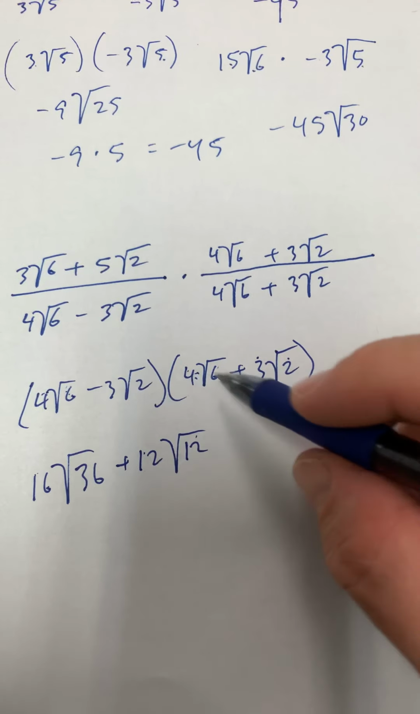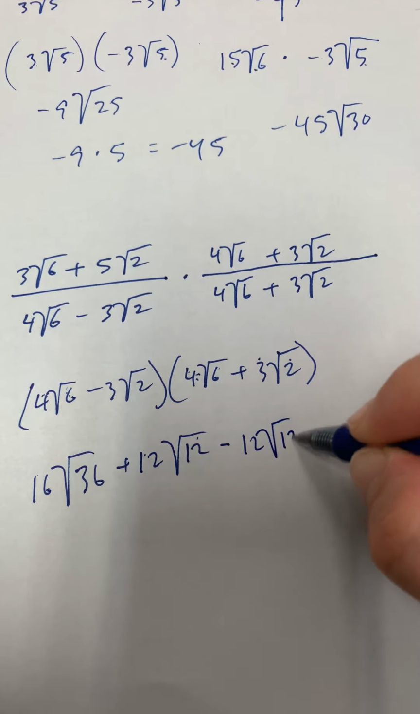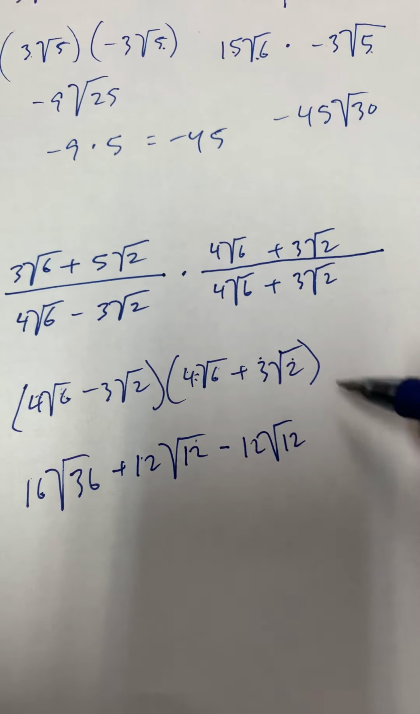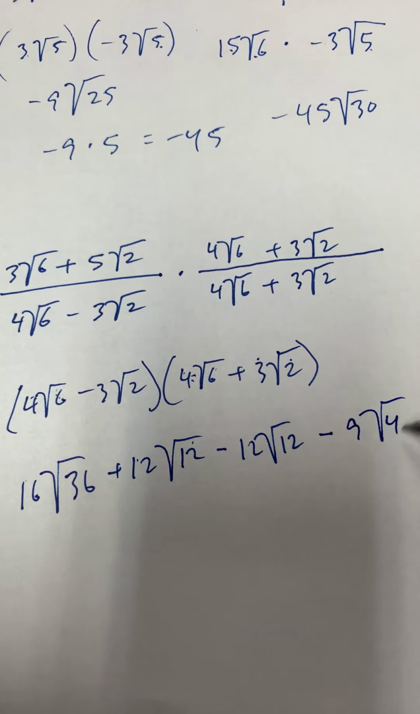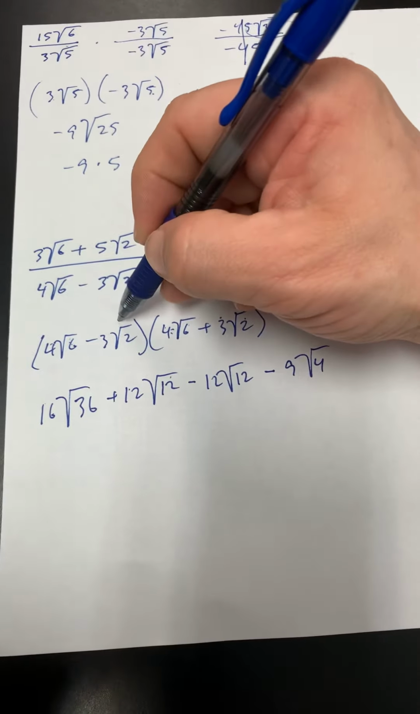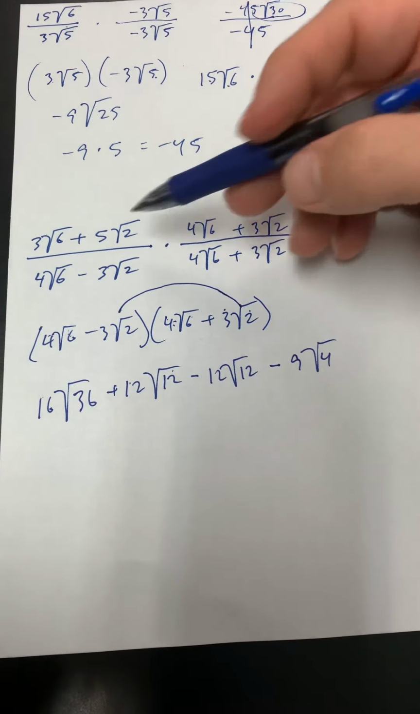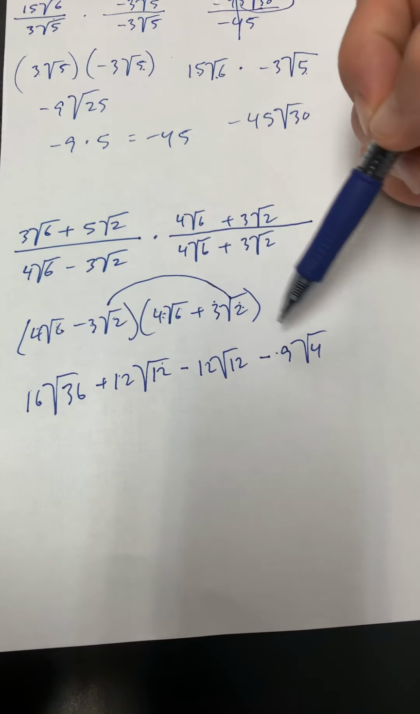All right, then I've got here negative 12 times the square root of 12. And then I've got negative 9 times the square root of 4. That's this times this. So negative 3 times positive 3 gives me negative 9. Square root of 2 times square root of 2 gives me square root of 4.